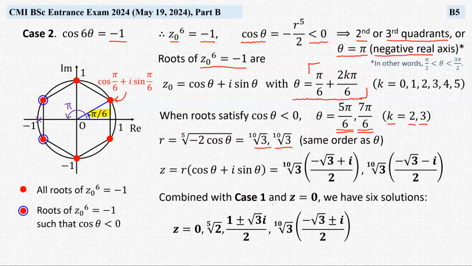Therefore, combining with case 1 and the trivial solution z equals 0, we have 6 solutions: 0, fifth root of 2, (1 plus minus √3 i)/2, and 10th root of 3 times (negative √3 plus minus i)/2.